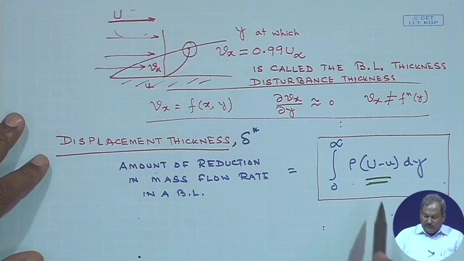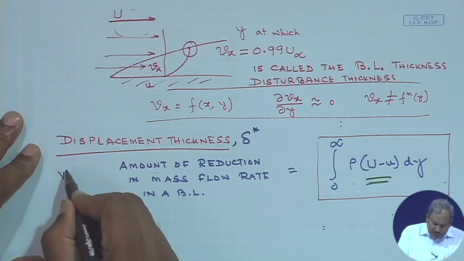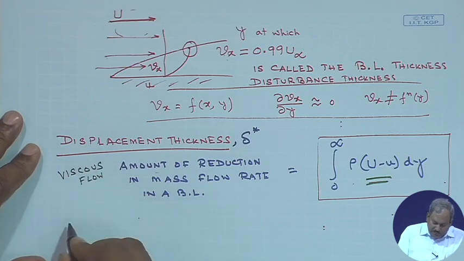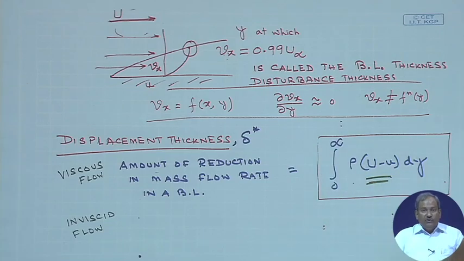Now, let us say that I would like to get the same reduction in the case of inviscid flow. So, this is viscous flow, and I am imagining an inviscid flow in which I would get the same reduction in mass flow rate. So, I have a plate, I have the motion, I have the formation of the boundary layer. Inside the boundary layer, the liquid moves slowly as compared to the free stream.